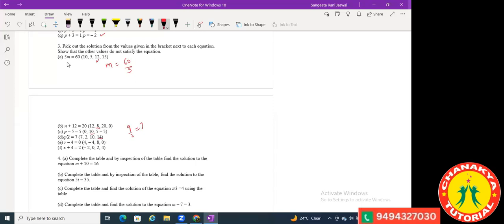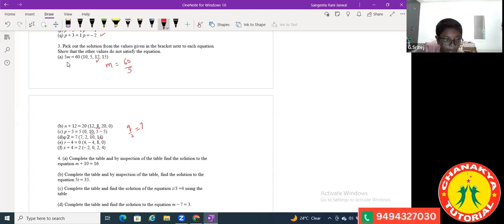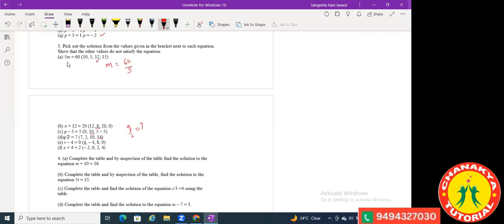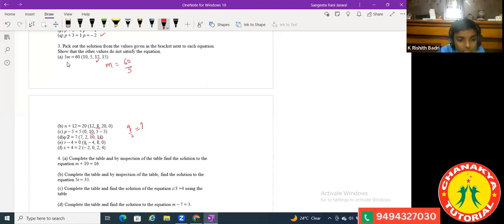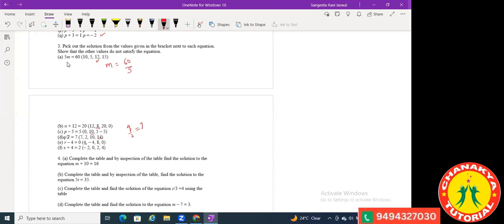Shritesh, you tell me this. R minus 4 equals to 0. What is the value of R here? Ma'am, 4. Good. Okay. Rishit, you tell me this one. M minus 2. Okay. Good. Now complete the table and by inspection of the table find.